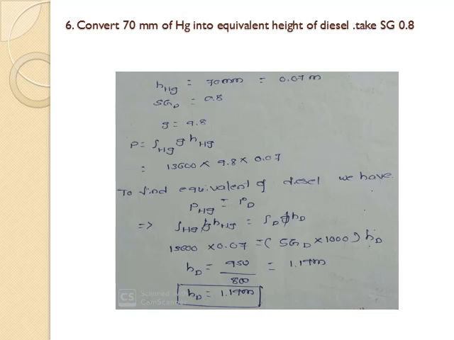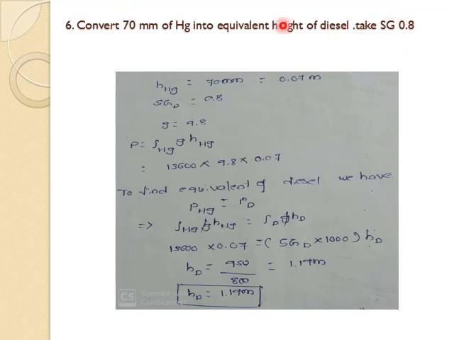Okay, let us solve some more problems on the concept of pressure. Here the present question is: convert 70 mm of Hg into equivalent height of diesel, and take SG as 0.8. SG means specific gravity is 0.8. Specific gravity of what here? Specific gravity of diesel is 0.8.